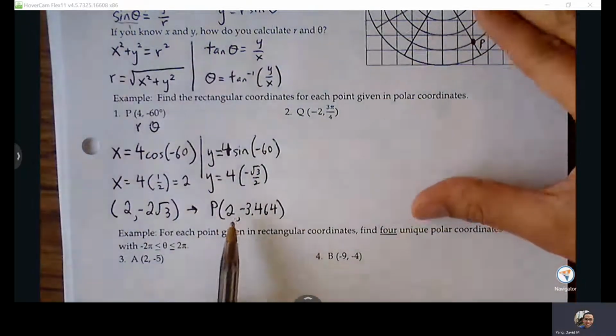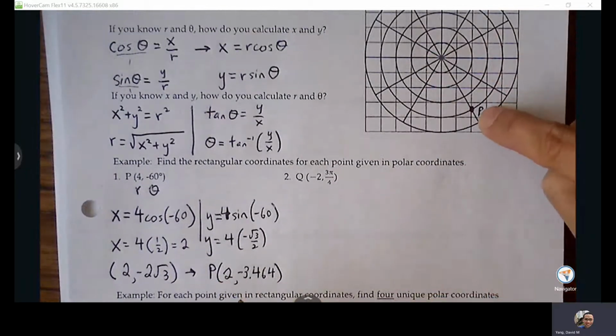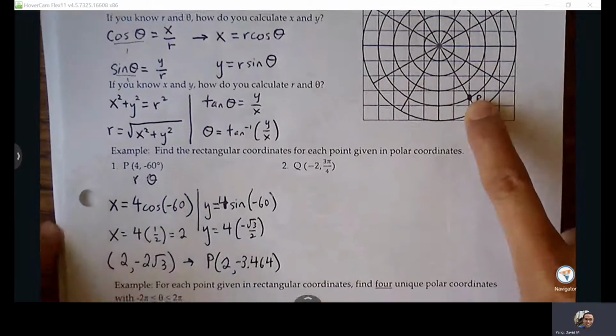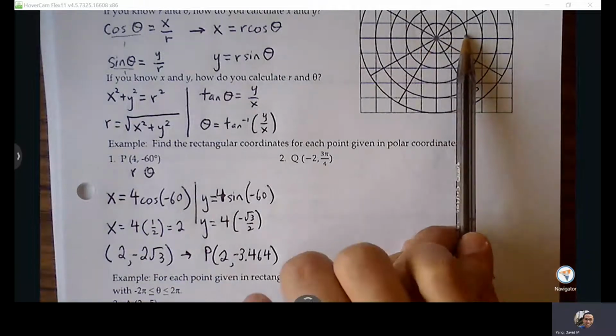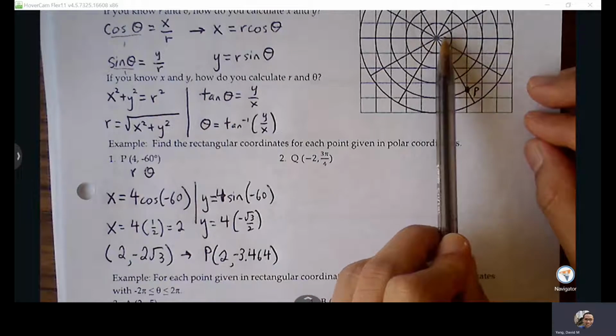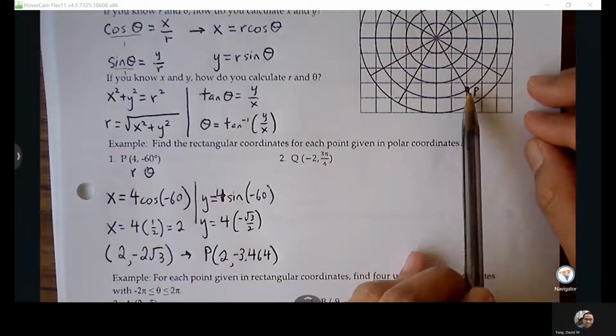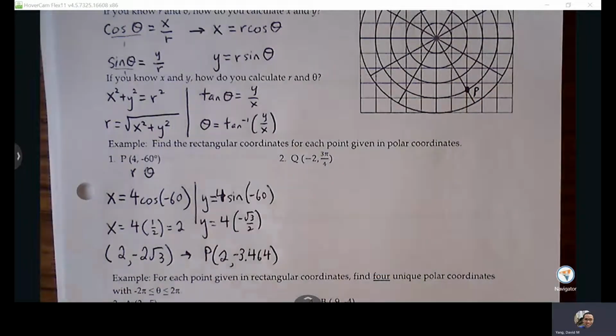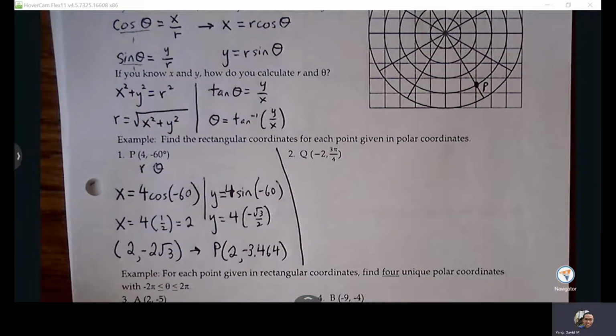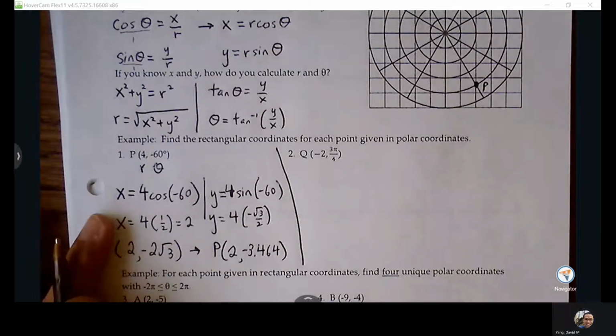Now let's plot this point from a rectangular perspective, and we should get to the same point as point P, just a different orientation, right? So if you count 2 units over, 1, 2, and then down 3.464, around 3.5, it lines up pretty close to what we would expect, right? So I just want to convince you that rectangular and polar coordinates, if we convert correctly, will both lead you to the same point. Okay, any questions there? Okay, try number 2.